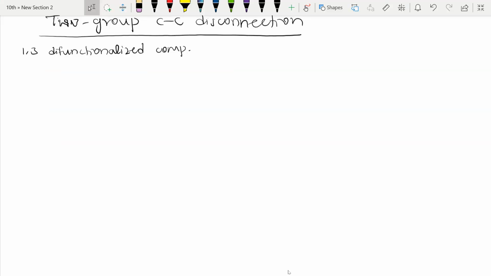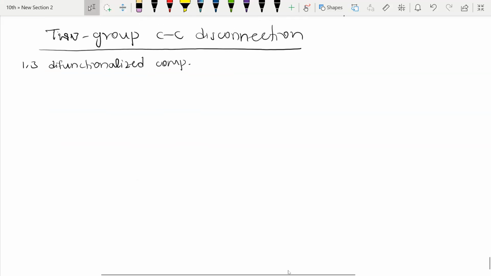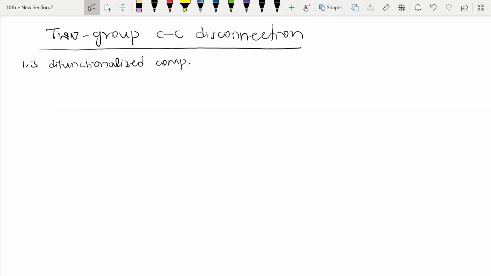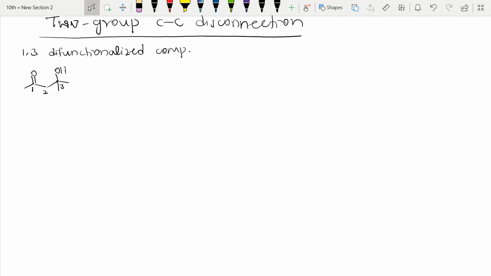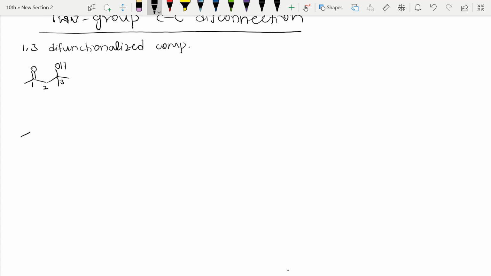Welcome to this class. In this video, let us discuss two group C-C disconnection, that is, 1,3 difunctionalized compounds. So what are these 1,3 difunctionalized compounds? Let us see that. So this is a 1,3 difunctionalized compound. Why is it 1,3? See here, the first carbon is the carbonyl, and on the third carbon an OH group is there, a functional group attached. These reactions we have also seen with nitrogen.